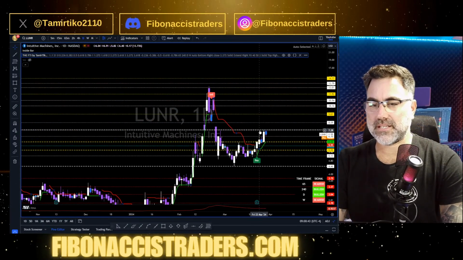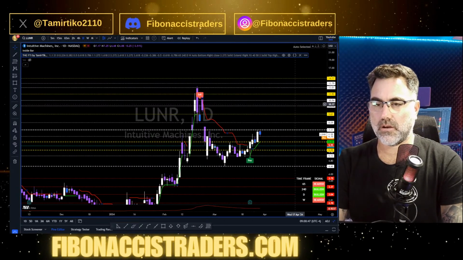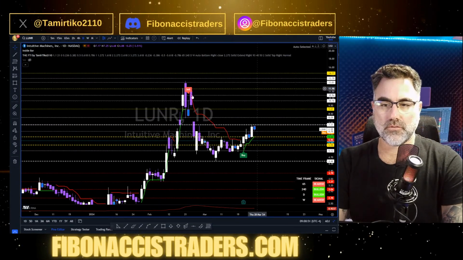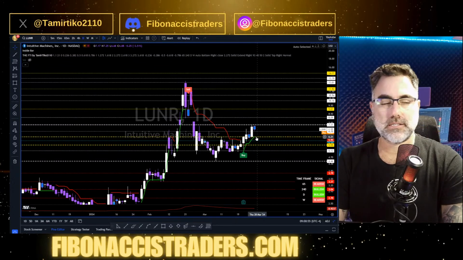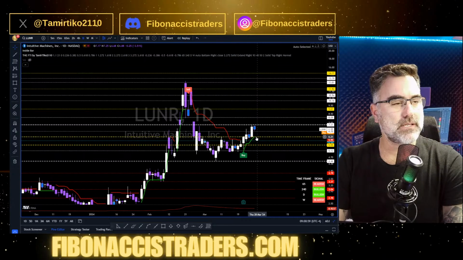Long continuation above the 730, and then this gap will get filled, and then 907, all the rest resistance to the upside. Overall, looking good. Your stop loss should be just here, 620. What else? This was LUNR.